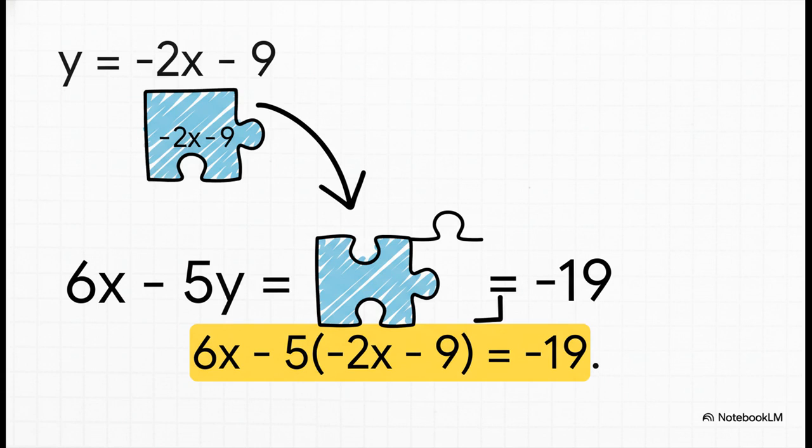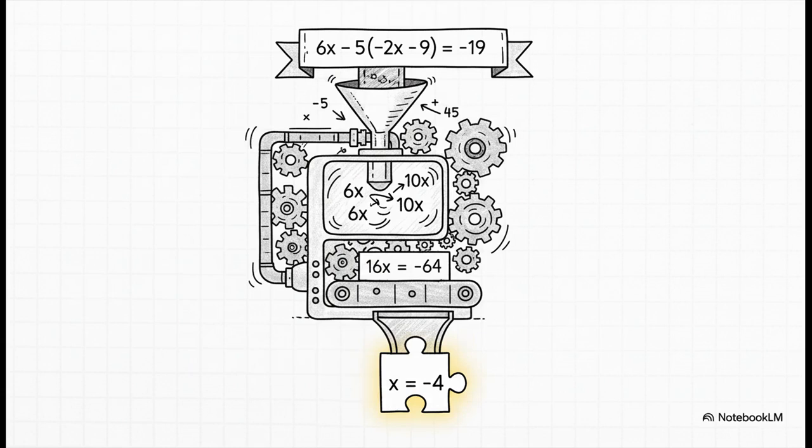See that? We literally just swapped out the letter y for the stuff it's equal to. And boom, just like that, the y is gone. And we have an equation with only one mystery left, x. Now it's just regular algebra. We distribute that negative 5, which gives us 6x plus 10x plus 45 equals negative 19. We combine the x's to get 16x.